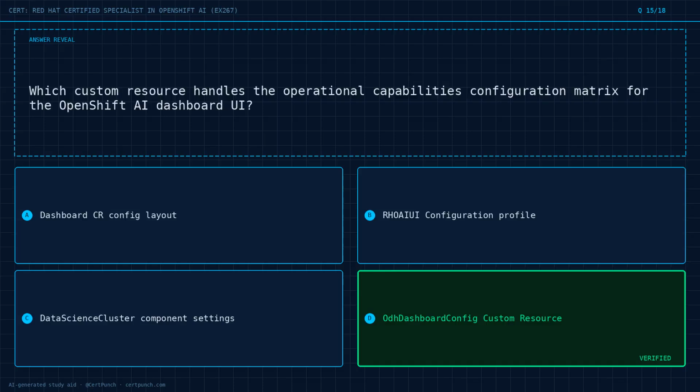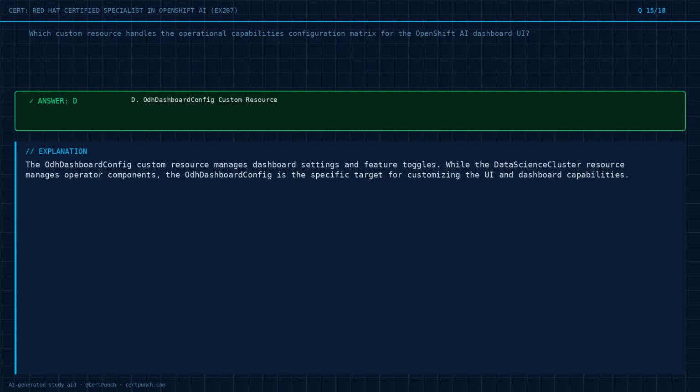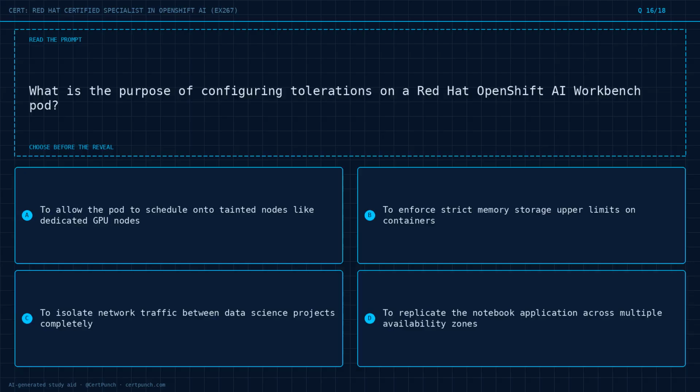The correct answer is option D. ODH dashboard config custom resource. Key point. The ODH Dashboard Config custom resource manages dashboard settings and feature toggles. While the Data Science Cluster resource manages operator components, the ODH Dashboard Config is the specific target for customizing the UI and dashboard capabilities.